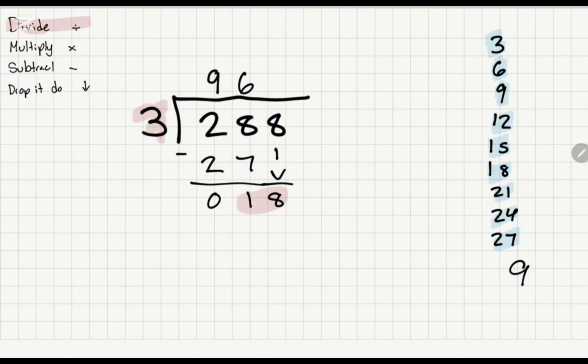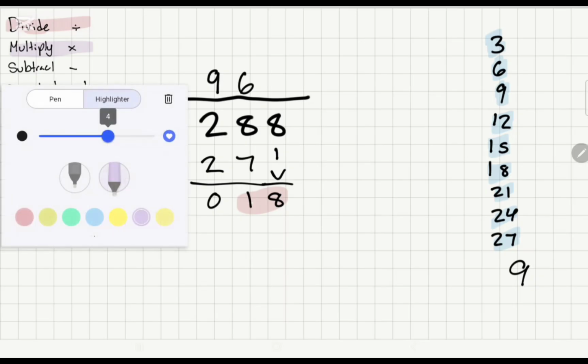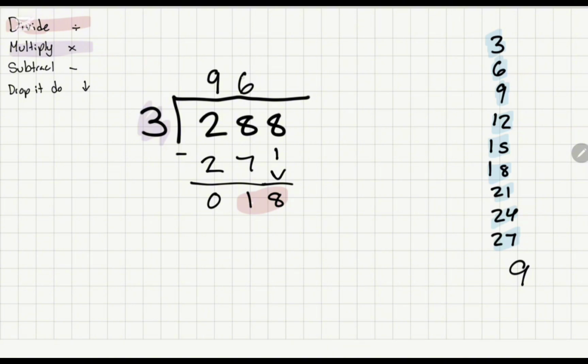Then we have to multiply. And I'm going to multiply our 3 and our 6. So 3 times 6 is 18. And I'm going to write that underneath of our 18. Then we're going to subtract. So 18 minus 18 is 0.